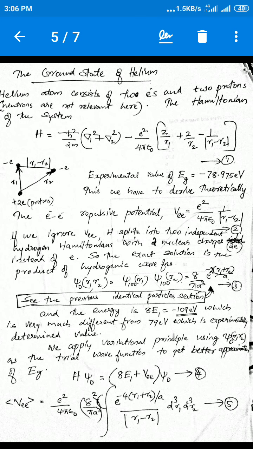For finding it, let us first take the repulsive potential between the two electrons, which is the last term in equation 1. The repulsive potential between two electrons we call VEE. Repulsive potential, two electrons, that is why EE is written. So VEE is equal to plus e squared by 4 pi epsilon 0 modulus of r1 minus r2. That is the value of the repulsive potential between two electrons, equation number 2.